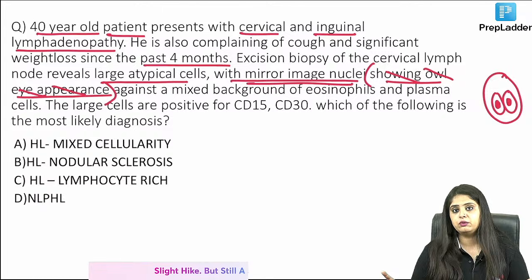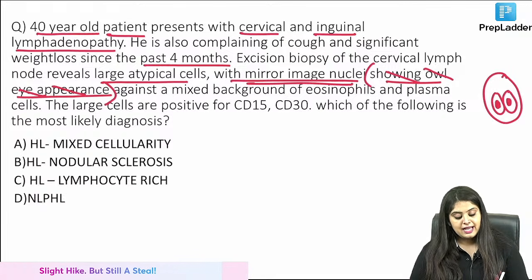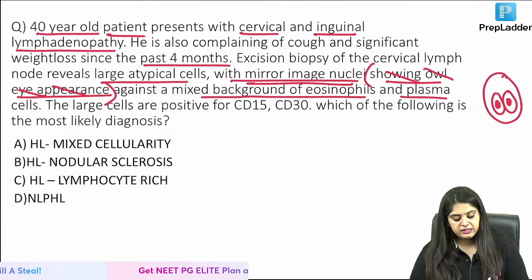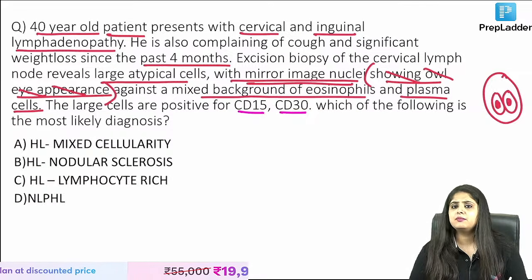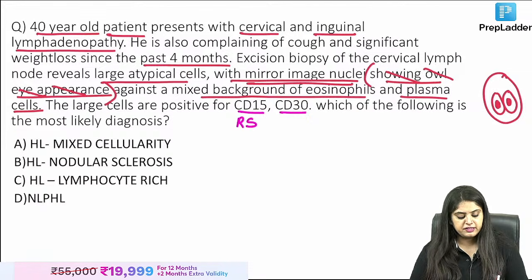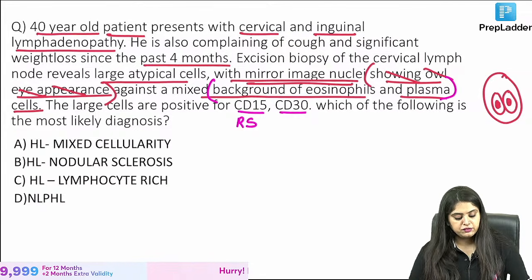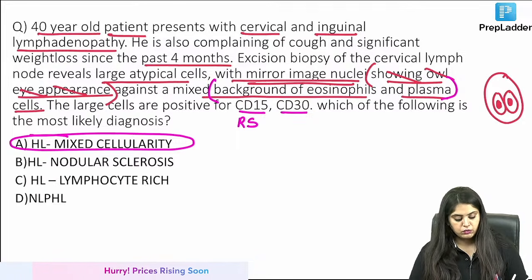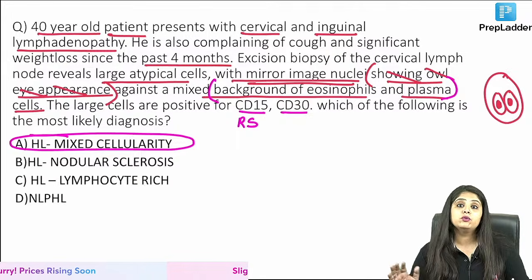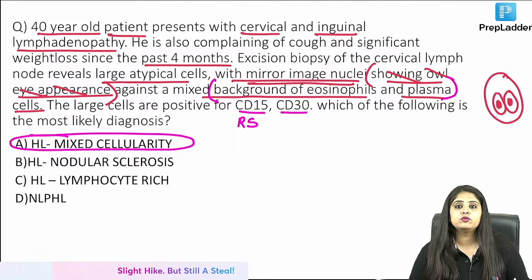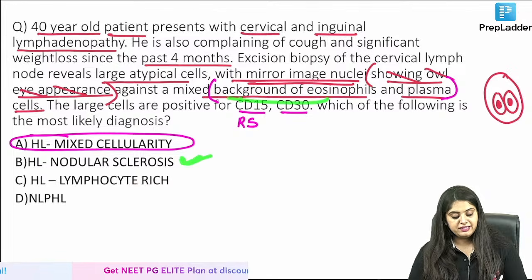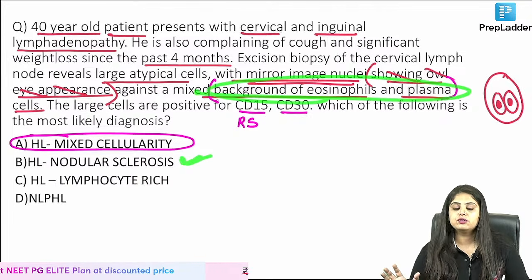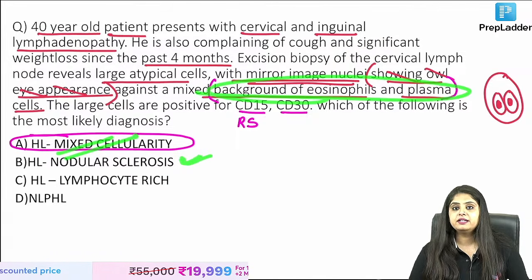You still have to figure out owl-eye, mirror image nuclei, and there is a mixed background. So many things: eosinophils, plasma cells, plus they are positive for 15 and 30. Ma'am, these are classical Reed-Sternberg cells with so many mixture of cells. This must be mixed cellularity only. Although, if I go by overall, which is the most common Hodgkin's lymphoma in the world, worldwide it is nodular sclerosis which is more common. But when they said background has so many mixture of cells, the word mixed cellularity comes better to us.